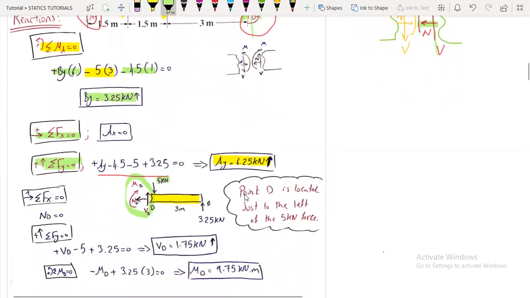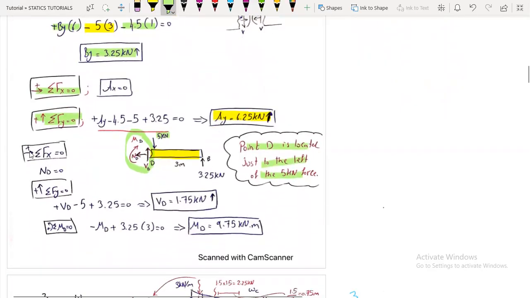So point D is located just to the left of the 5 kilonewtons force. And now we are ready to write our equilibrium equations. So summation of Fx will give us what? The axial force N_D is equal to 0 because we don't have any other horizontal components.